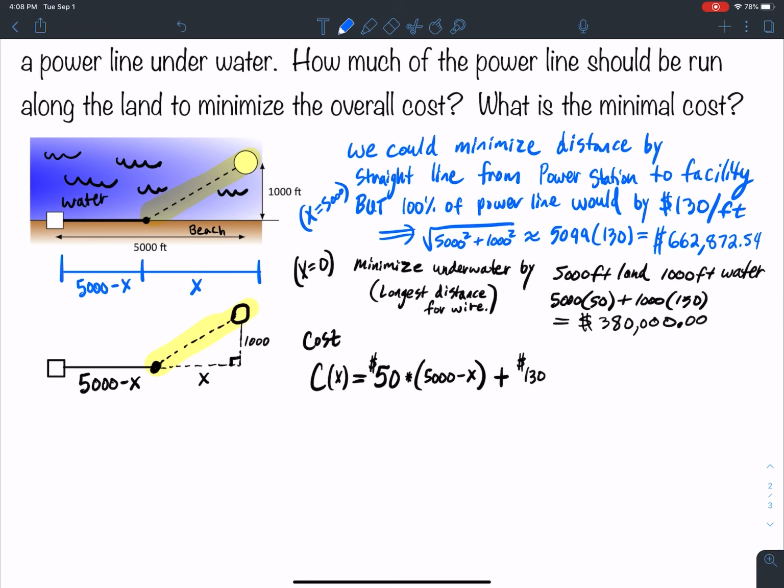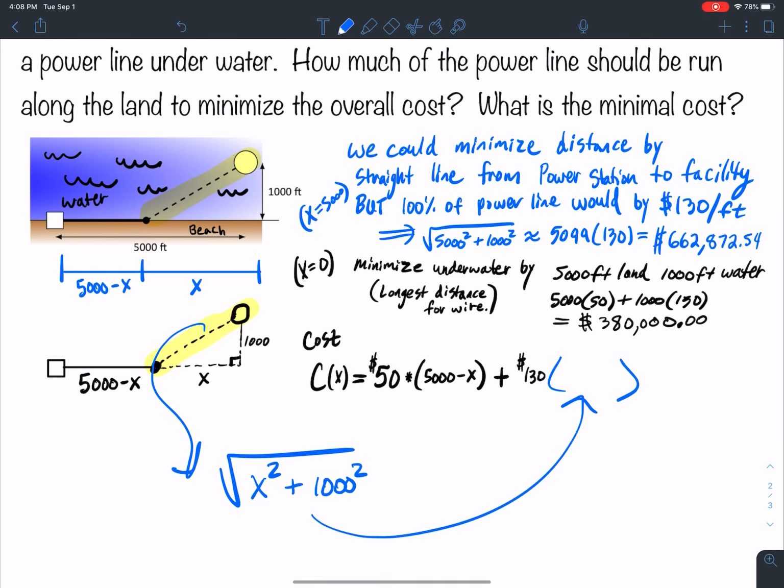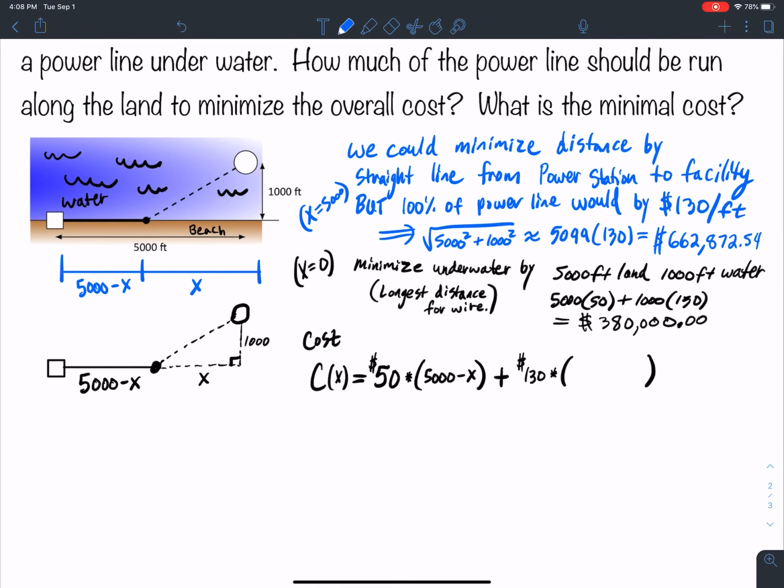Well, it's the Pythagorean theorem again. So it's a squared plus b squared equals c squared. So I take the square root of a squared plus b squared, and that is what I plug in for here. That's the amount that's going to be underwater as a function of x. So now I have a cost function set up here.